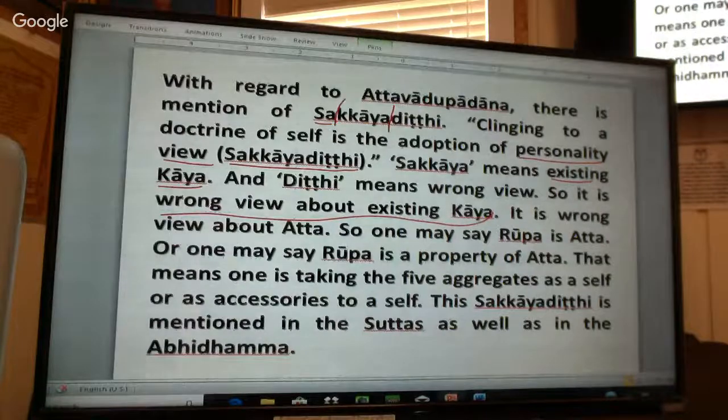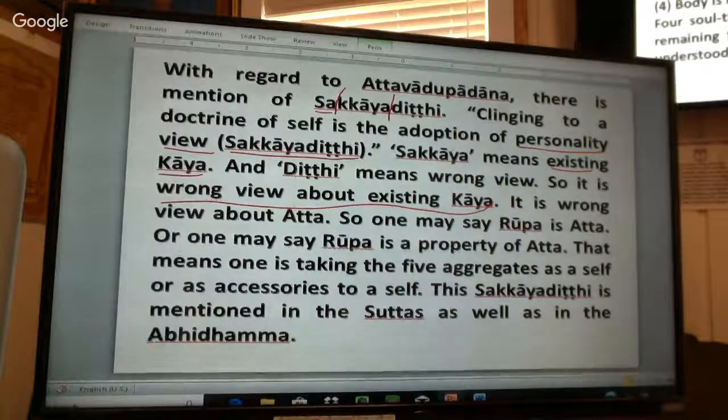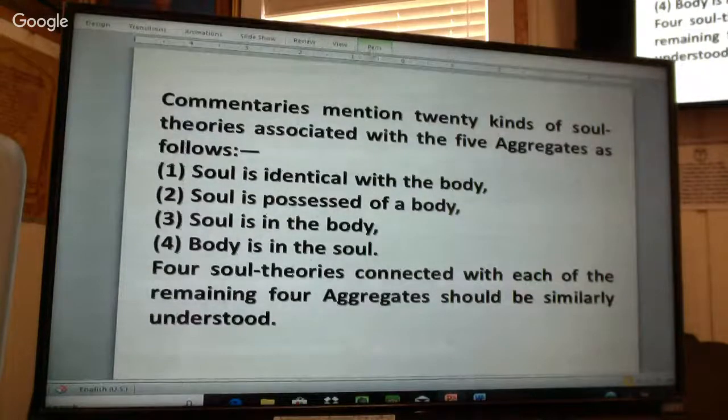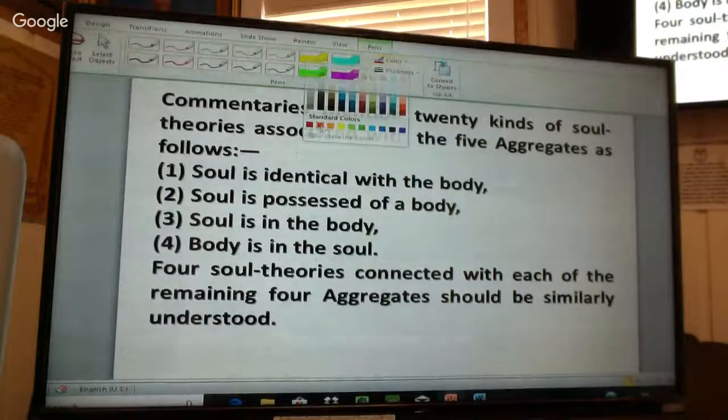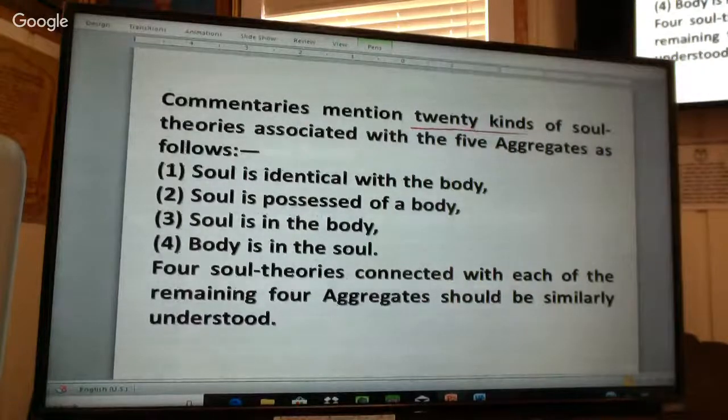So I already explained that in a little more detail from the Sutta and Abhidhamma about Sakkaya Ditthi. The commentary explains that teaching of the Buddha in more detail. There are 20 kinds of soul theory, because the soul theory is based on the 5 aggregates. Sakkaya is the 5 aggregates, isn't it? There are 5 aggregates, and then 4 kinds of wrong view. 5 multiplied by 4, we get 20 kinds of soul theory associated with the 5 aggregates.